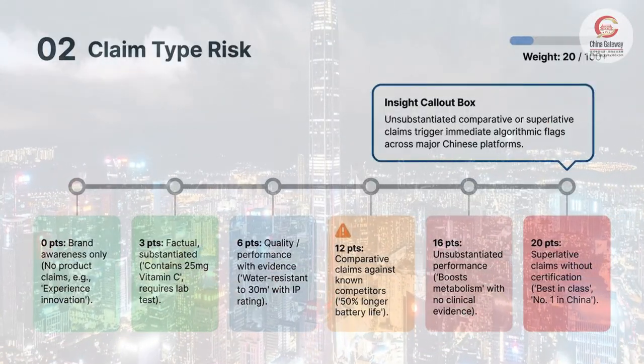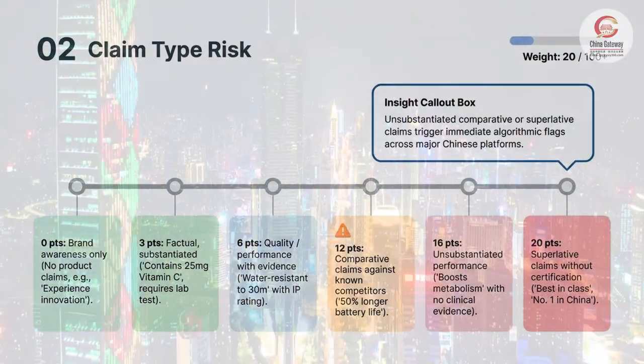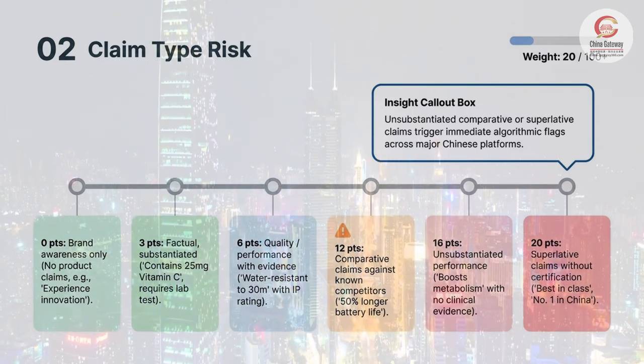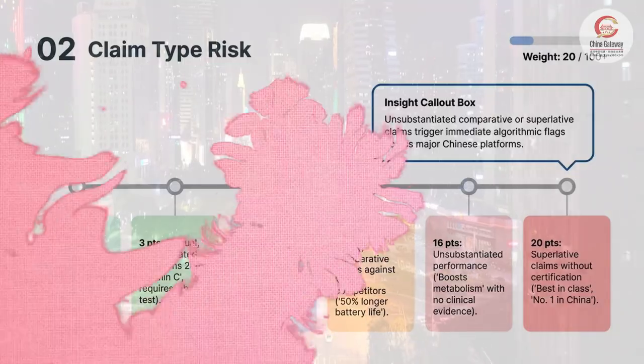Then we have claim type risk. The critical takeaway here is that unsubstantiated comparative or superlative claims are going to trigger immediate algorithmic flags across major Chinese platforms. So claiming to be #1 in China without the official certification to back it up, that is an automatic 20-point penalty right out of the gate.